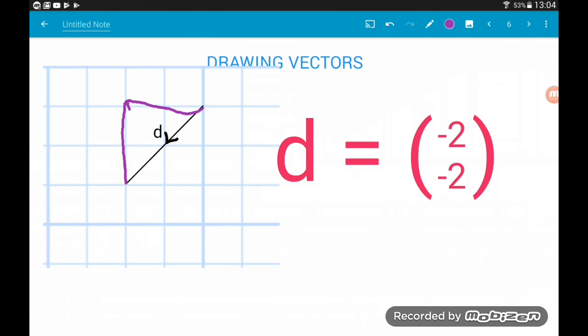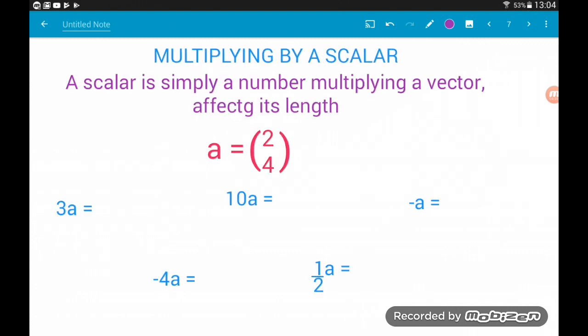Now we're going to take a look at what happens if we multiply them by what's called a scalar, or a scalar quantity. We can't actually multiply vectors together, not in any normal way that we need to worry about with GCSE anyway. We cannot multiply vectors together, but we can multiply them by what's called a scalar product. So if we multiply a vector by a scalar, then we are affecting the length of the vector.